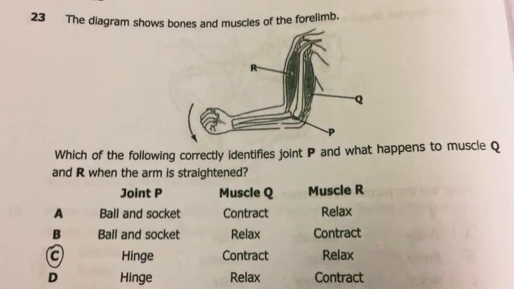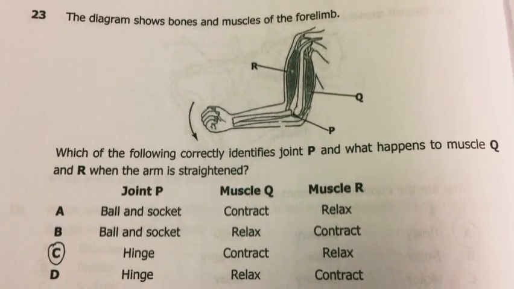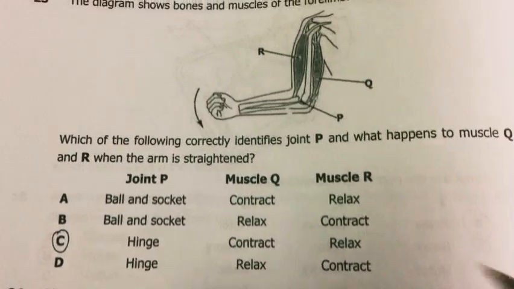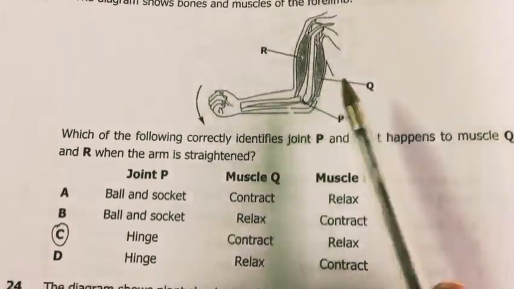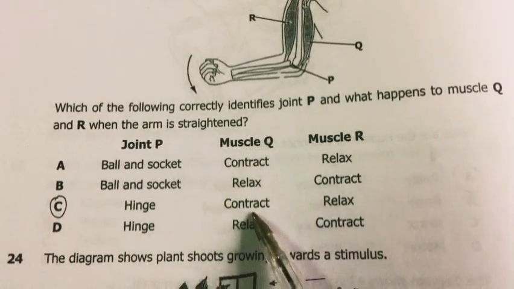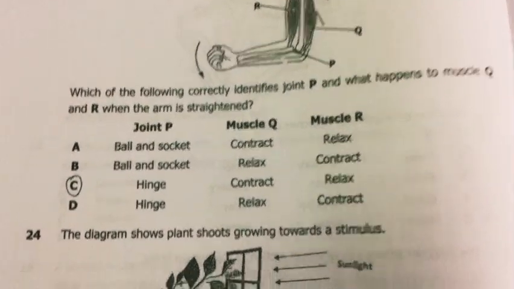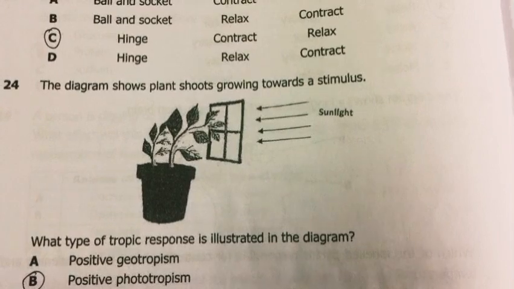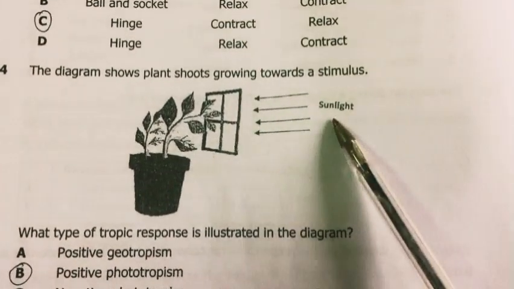Remember, muscles are meant to contract and not stretch. So muscles don't stretch to bring about their effect, they contract. So if this arm has to straighten, this one has to contract. So the answer is C, hinge joint. Then Q has to contract, then R has to relax. Answer is C. Number 24, the diagram shows plant shoots growing towards a stimulus, and the stimulus is labeled as light through the window.